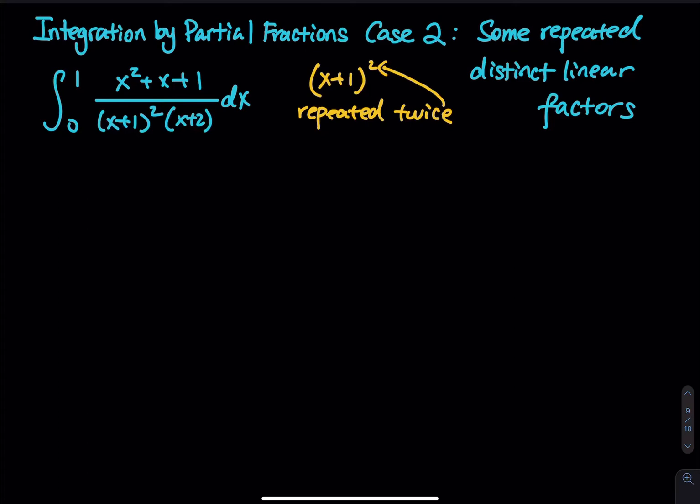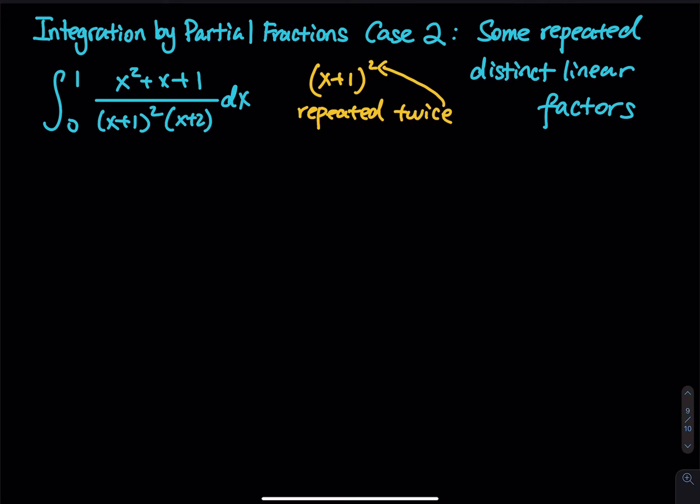Integration by partial fractions, case 2: there are some repeated distinct linear factors. Take a look at the denominator. There are two distinct linear factors, x plus 1 and x plus 2. Which one is repeated? X plus 1, because it is raised to the second power, so it is repeated twice. So how do we do the partial fractions in this case?